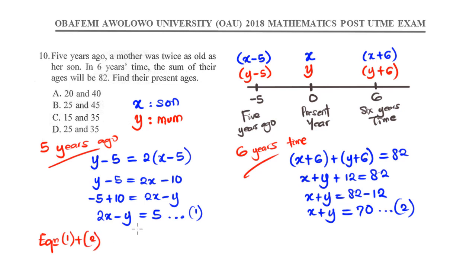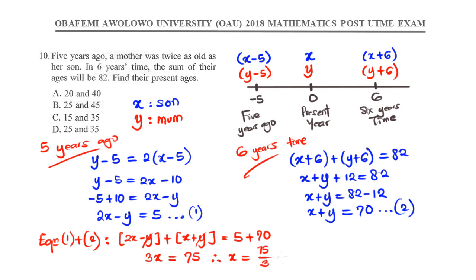Now I want to use the elimination method because I'm seeing minus y and plus y. So if I add the two equations, that will knock themselves out, and I can solve for x and subsequently substitute to get y. So adding equations 1 and 2, I'm going to have 2x minus y for the first case plus x plus y for the second case is equal to 5 plus 70. So if I'm to open that bracket, minus y and plus y will cancel out. 2x plus x is 3x, and that is 75, such that x will be 75 divided by 3, and that is 25. So the son is 25 years old presently.